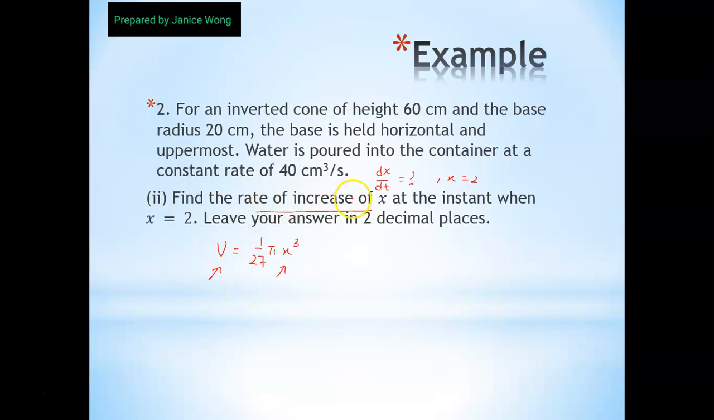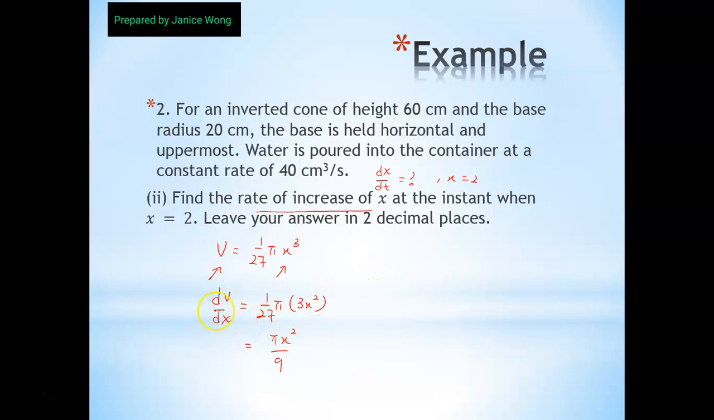In order to solve the related rates problem, first we differentiate this formula. Differentiate V in terms of x, we get dV over dx, which equals 1 over 27 pi, keep as constant multiple, derive x cubed, we get 3x squared. Here we have pi x squared over 9.